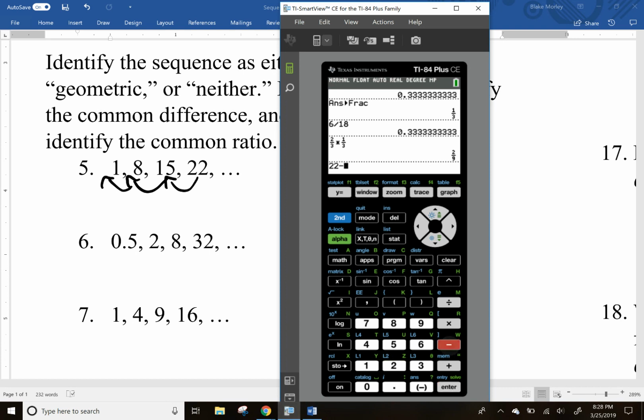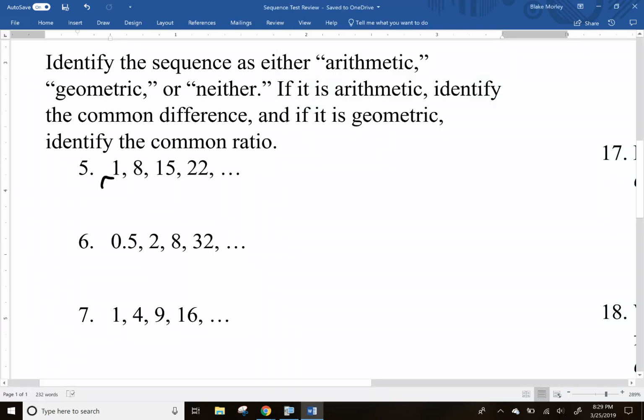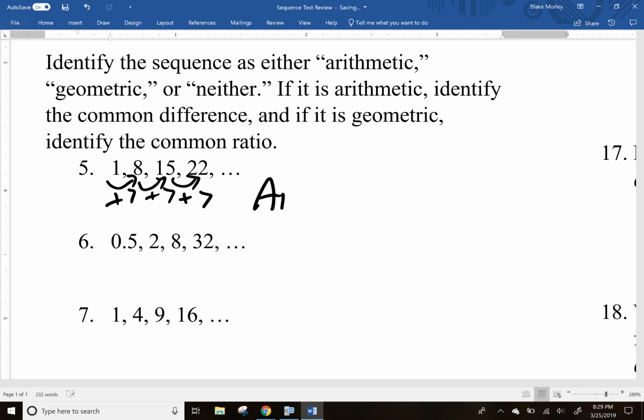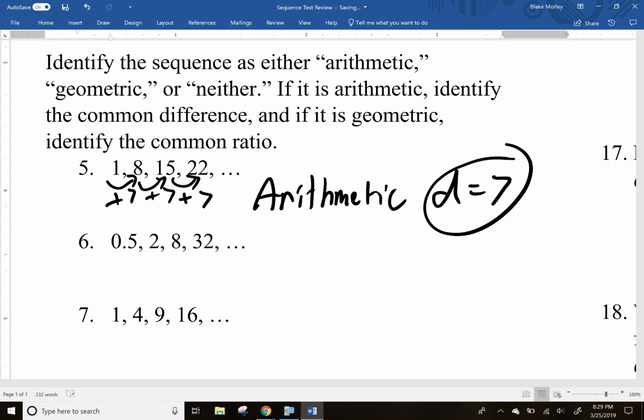Let's take 22 and subtract its previous term, which is 15, and I get 7. Okay, well, let's take 15 and subtract its previous term, which is 8. Oops. And I get 7. And I'll take 8, subtract its previous term, which is 1, and I get 7. Because all of those are the same, this is an arithmetic sequence because my difference is 7 every time. What's going on here is I'm adding 7. Plus 7, plus 7, plus 7. Because we're adding the same thing every time, this is an arithmetic sequence, and our common difference is d equals 7.